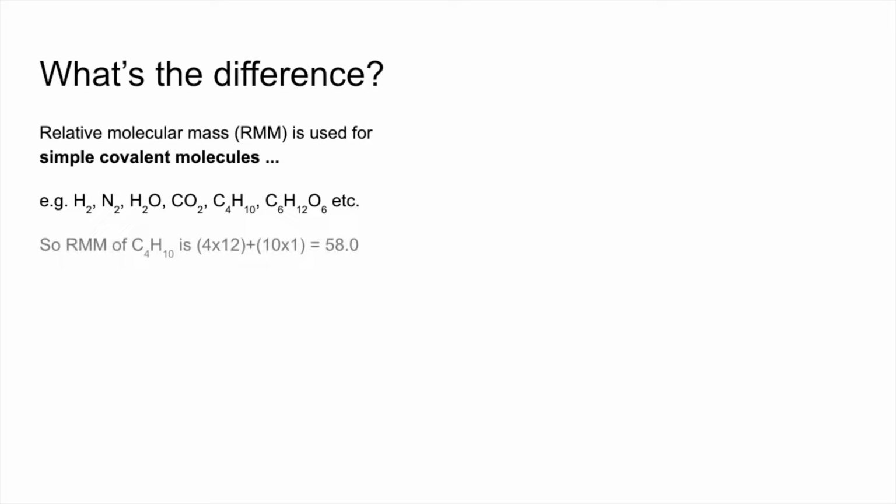So very simply, if you're wanting to work out the RMM of, let's say, butane, C4H10, it's 4 times 12 for those 4 carbons, plus 10 times 1 for those 10 hydrogens. So it's got a relative molecular mass of 58.0.